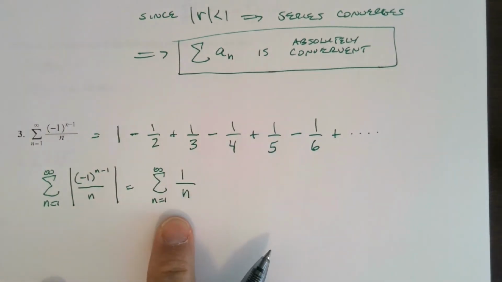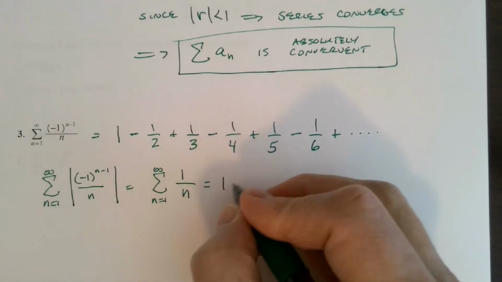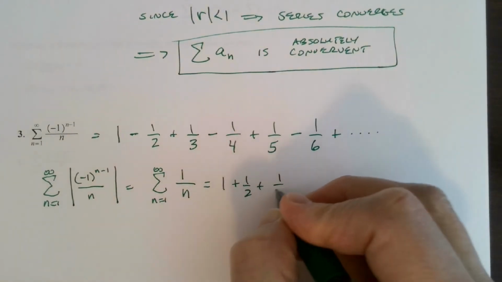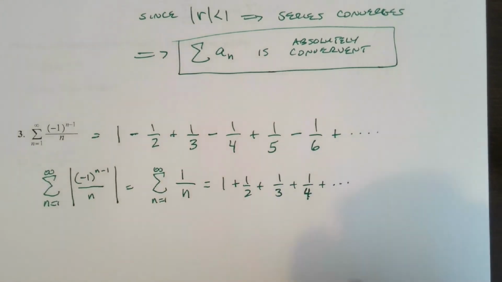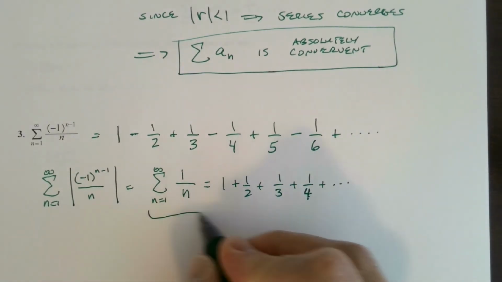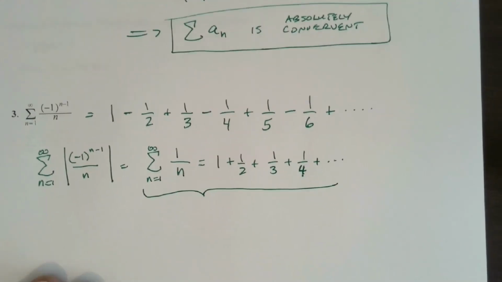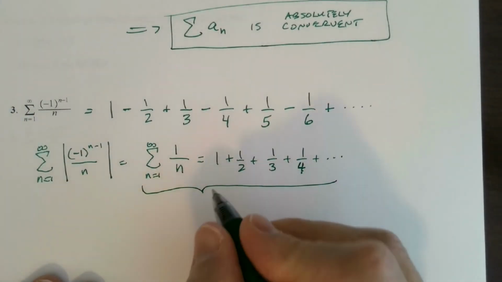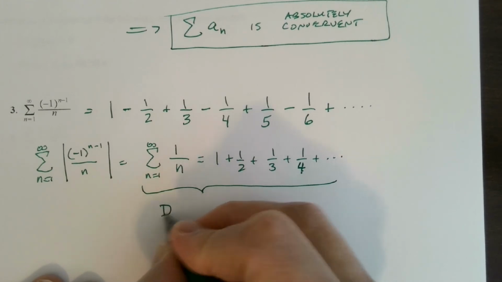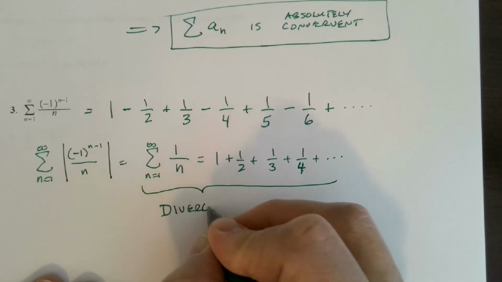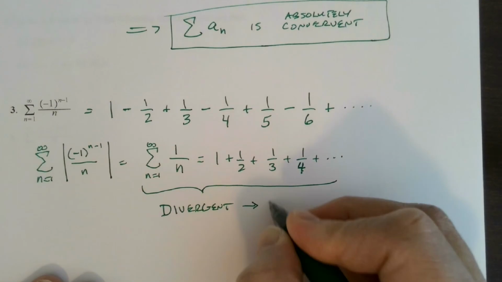This is the one we're looking at, which is 1 plus 1/2 plus 1/3 plus 1/4, obviously, and so on. But does that series look familiar? I hope so. What do we know about this series? Is it convergent or divergent? I'm talking about this quite a bit. It is divergent. It's the harmonic series.